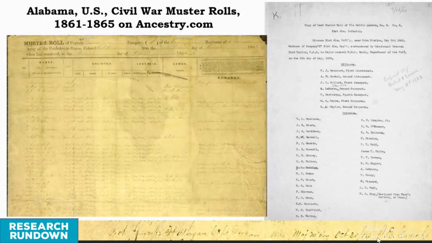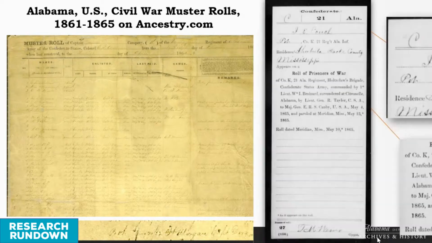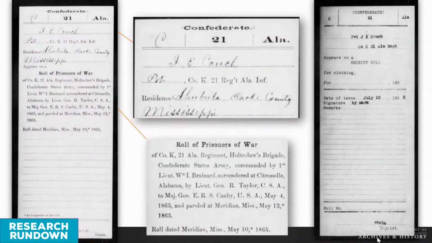Muster roll records can take more than one form and can also be found on Ancestry.com in the collection Alabama, U.S., Civil War Muster Rolls, 1861 to 1865. Here we find J.E. Couch on the roll of prisoners of war. The top of the card on the right lists his rank and regiment information, followed with the information that his residence is now Shubuta, Clark County, Mississippi, a county bordering Alabama.